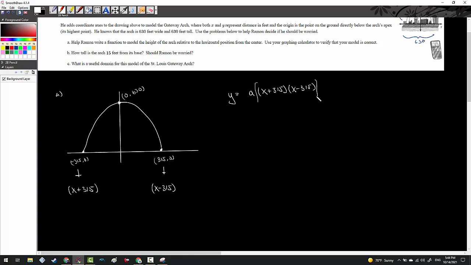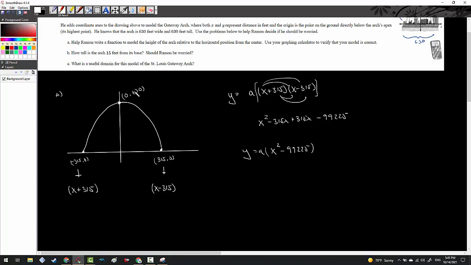So I'm going to go and multiply those out. And luckily, it's a difference of squares, so the 315s are going to cancel each other out. So I've got x squared minus 315x plus 315x, and then minus a big number here. I believe this number is 99225. And so what I'm going to get is x squared minus 99225, all multiplied by a, and that's my function of the parabola.